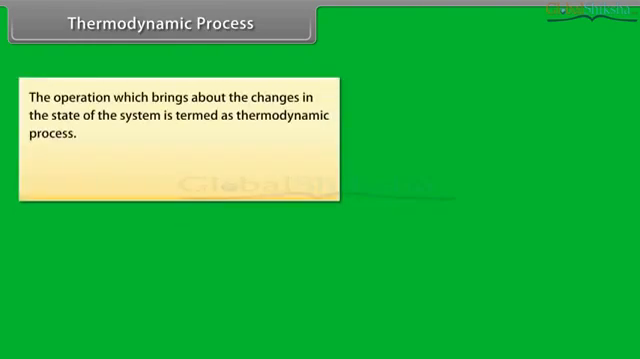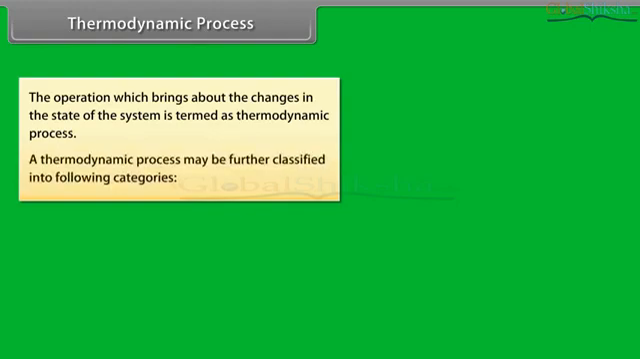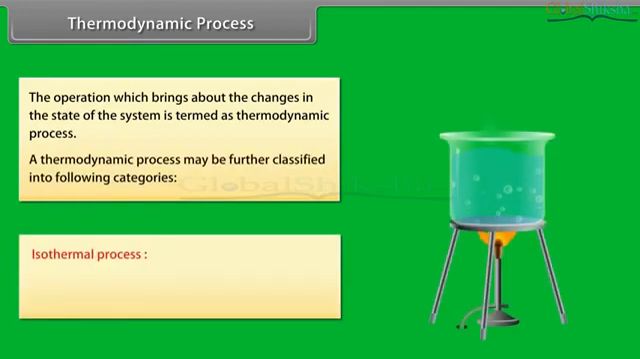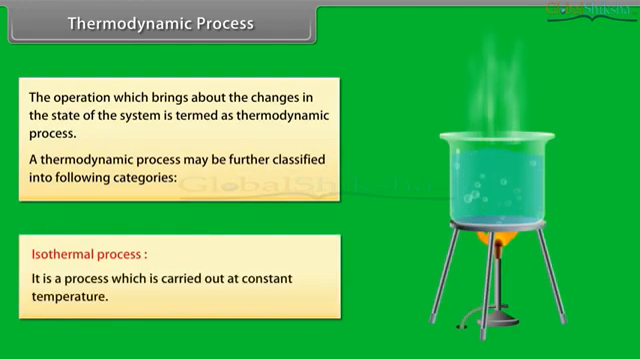Thermodynamic process. The operation which brings about the changes in the state of the system is termed as thermodynamic process. A thermodynamic process may be further classified into the following categories. Isothermal process. It is a process which is carried out at constant temperature.